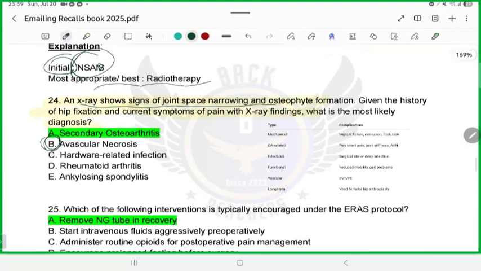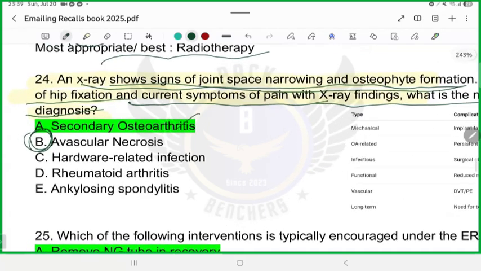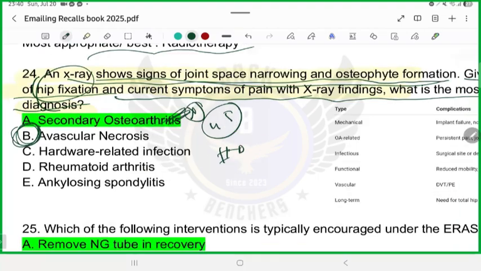Remember, X-ray shows signs of joint space narrowing and osteophyte formation. Given the history of hip fixation and current symptom of pain and X-ray findings, what is the most likely diagnosis? Most of our candidates gave this answer. So, secondary osteoarthritis, no. Secondary osteoarthritis takes at least 4 to 5 years after a previous fracture, so this will not be the answer. This is a question about complications of hip fixation. So avascular necrosis is the most common complication.